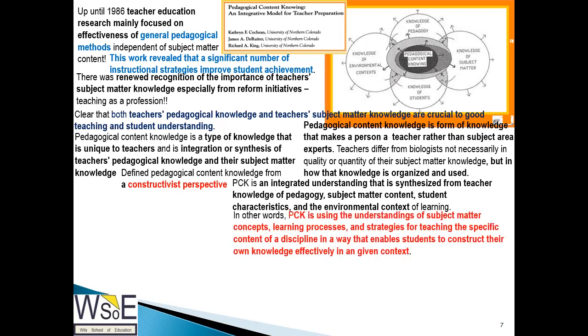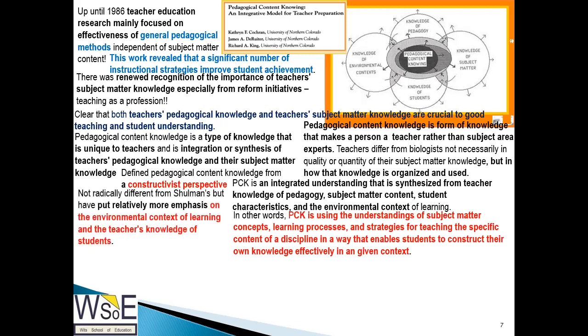So in other words, they said that PCK is using the understanding of the subject matter concepts, using your understanding of learning processes and strategies for teaching that specific content of a discipline in a way that enables students to construct their own knowledge effectively in the given context that you are in. So it's how teachers use that knowledge so that learners can construct their own understanding of the content.